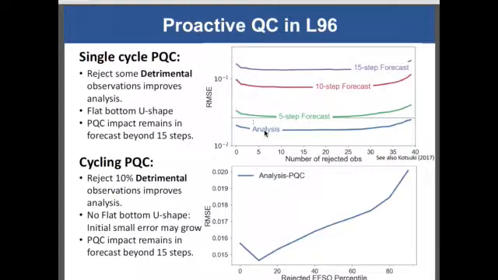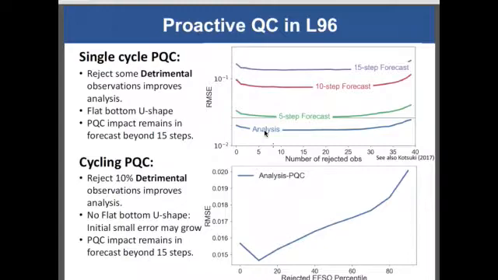So if you do the forecast from these analyses, you can see this kind of U shape keeps going in the future up to beyond 15 steps of the forecast. So here we show that the impact of PQC remains up to 15 steps of forecast, and rejecting some of these detrimental observations actually improves the analysis here. So this is for just one cycle.